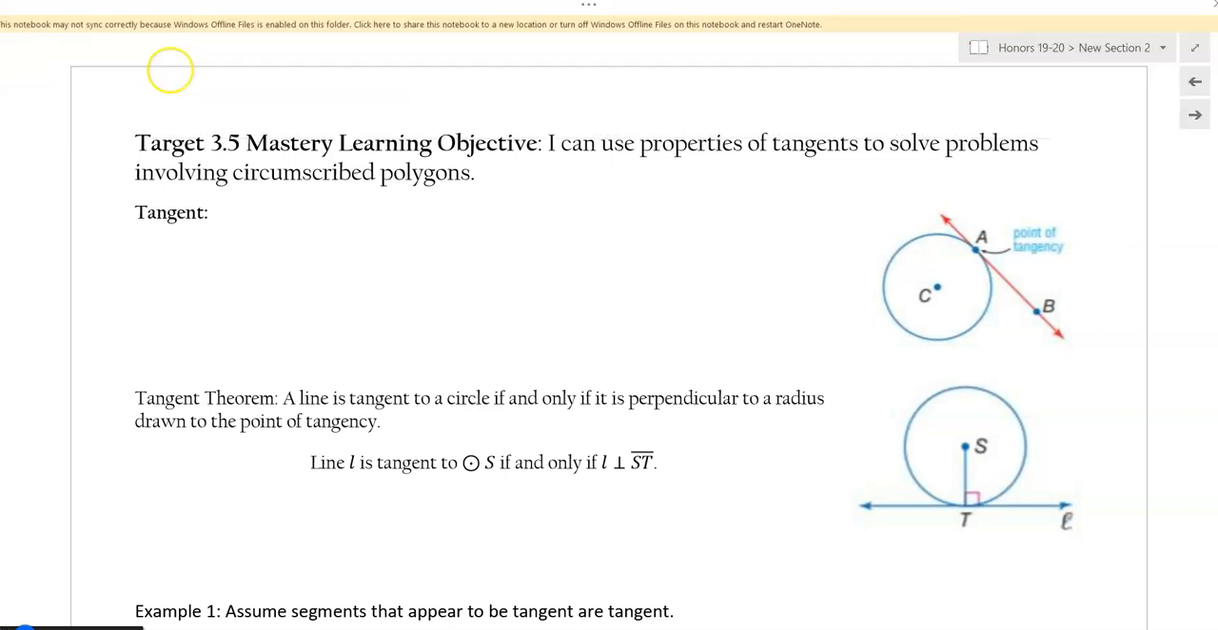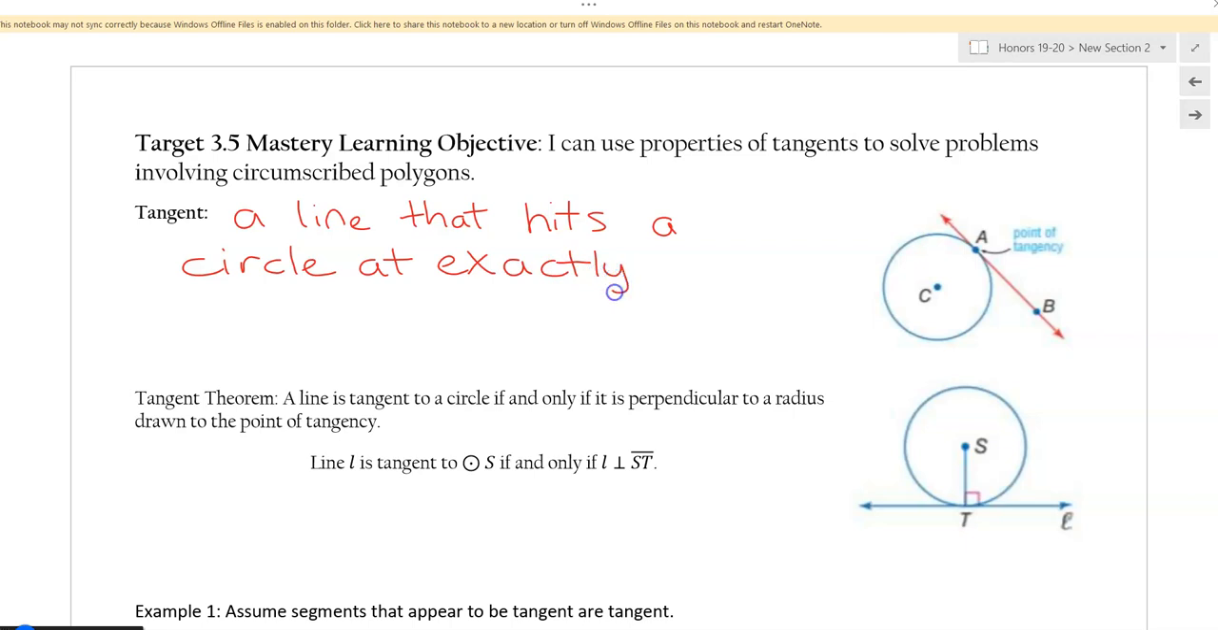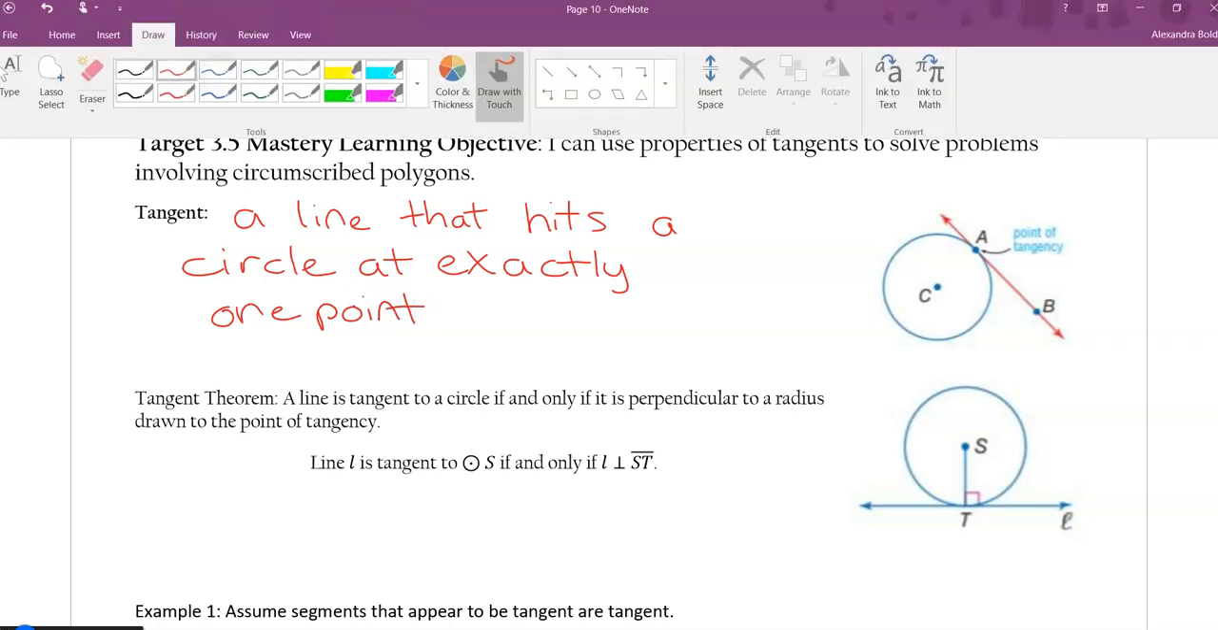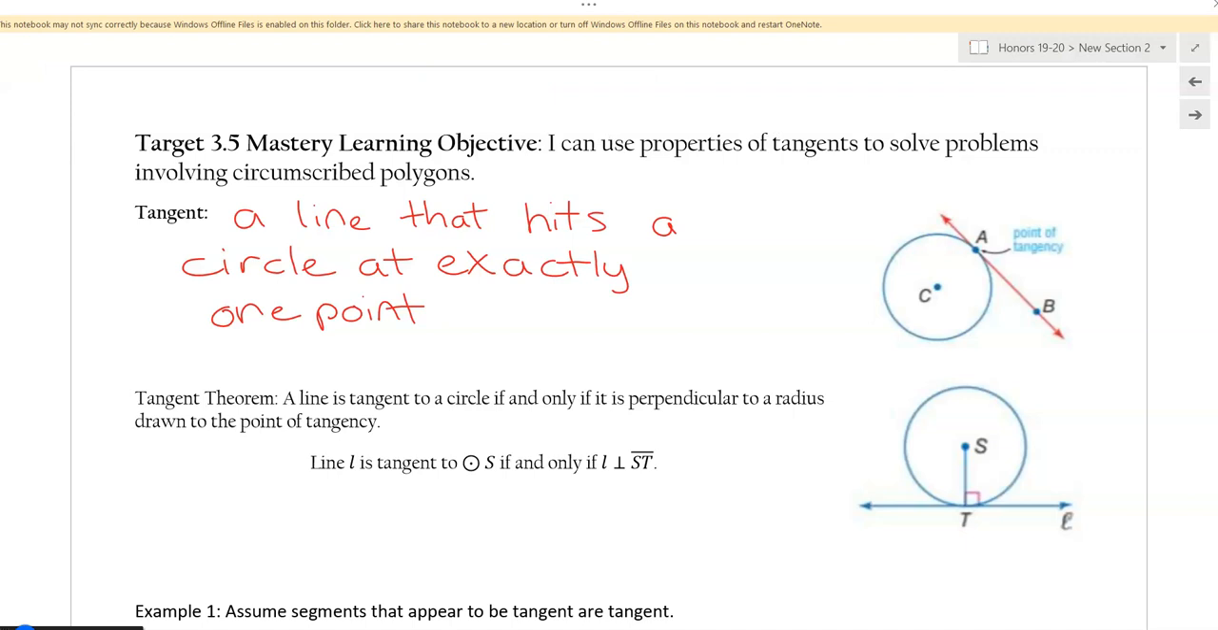And a tangent is a line that hits a circle at exactly one point. Okay? And where it hits the circle we call the point of tangency. We're not going to worry too much about that. But that is a tangent line.